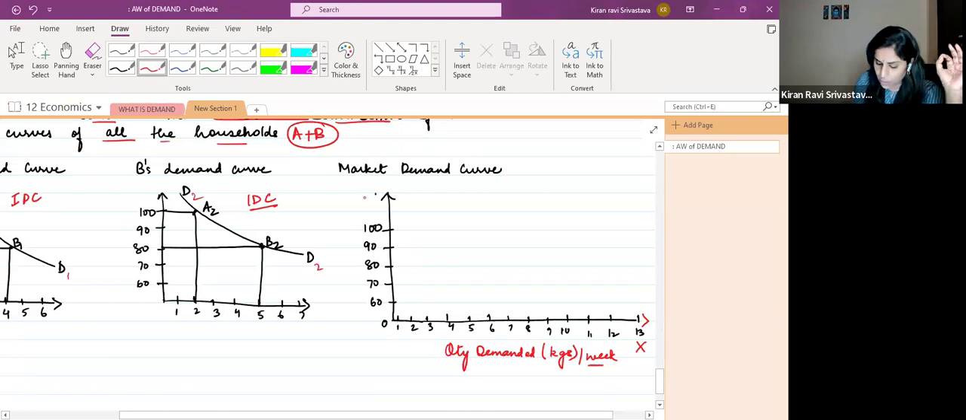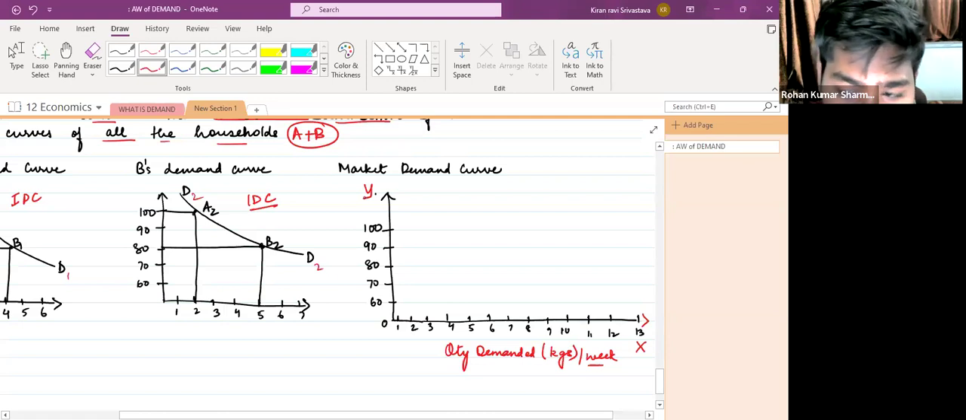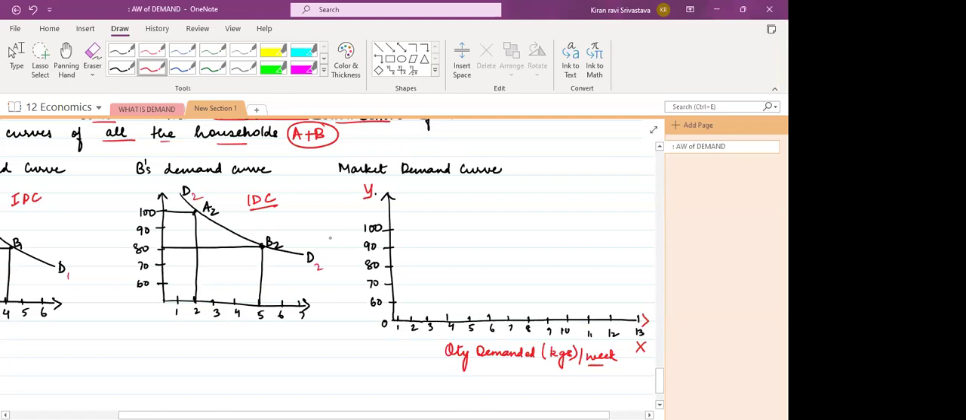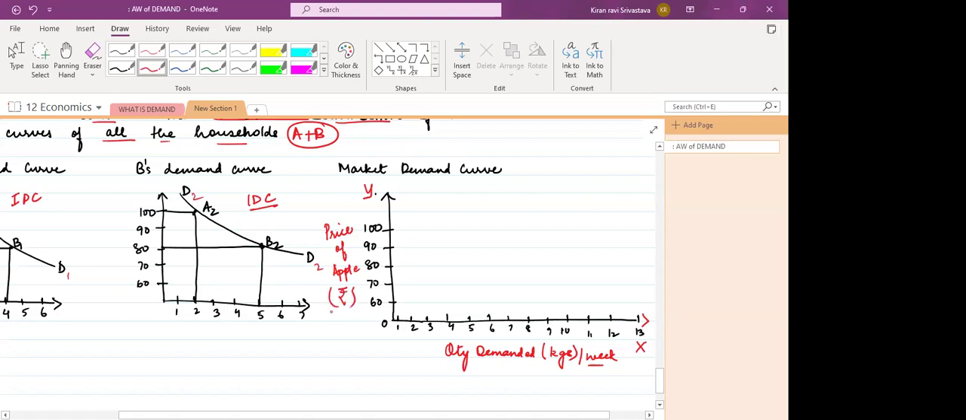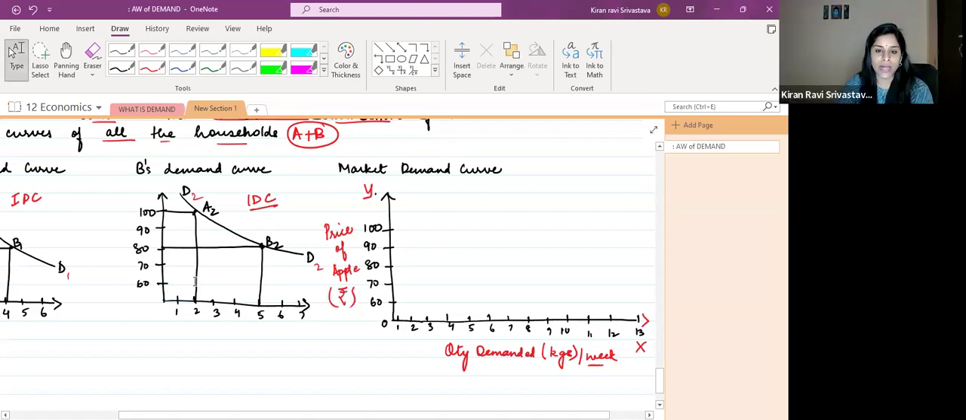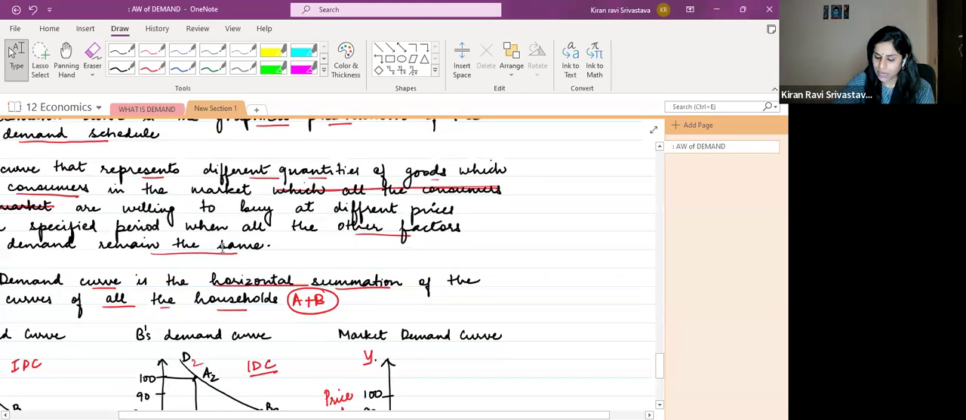And what am I going to write on my y-axis? The price of the commodity. Price of apples, and I'm also going to write the unit value in rupees. Now in the examination, when you have to draw the market demand curve, you need not draw A plus B. But if only market demand curve is a 6 marks question, then draw A and B. Then I'm going to make my market demand curve from this particular information.